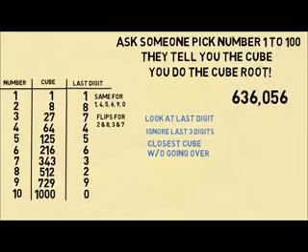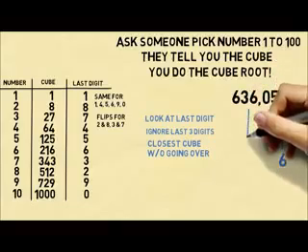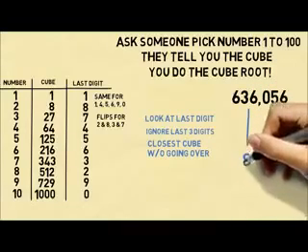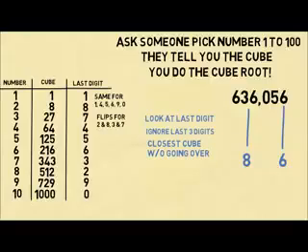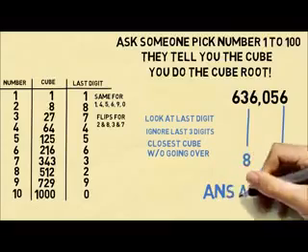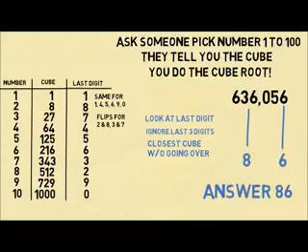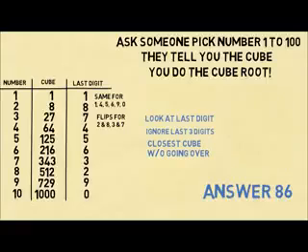So let's imagine they tell you the number is 636,056. So we look at the last digit, which is 6, and when the last digit is 6, that corresponds to the number 6. And then we ignore the last 3 digits, and we look at 636. That's between the cubes of 8 and 9, so we put 8, and therefore the cube root is 86. So once you memorize this table, you'll actually be able to do this very quickly.